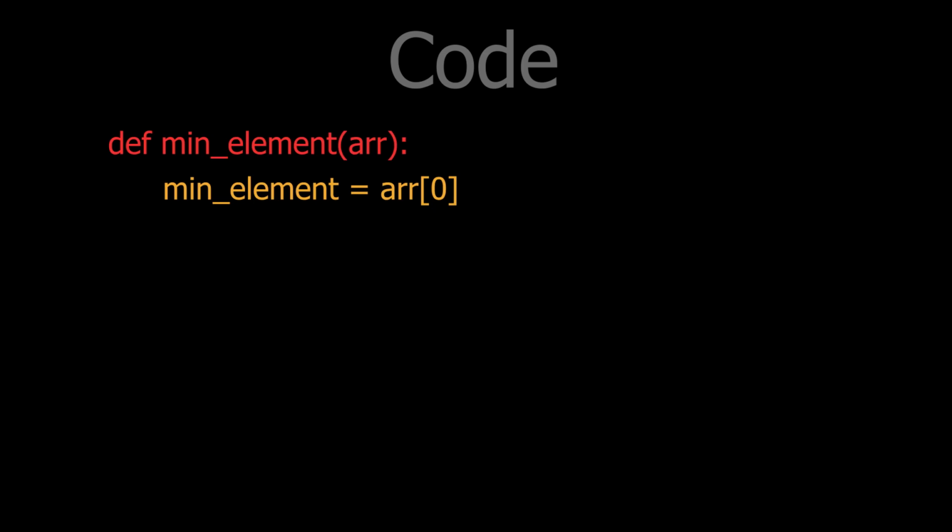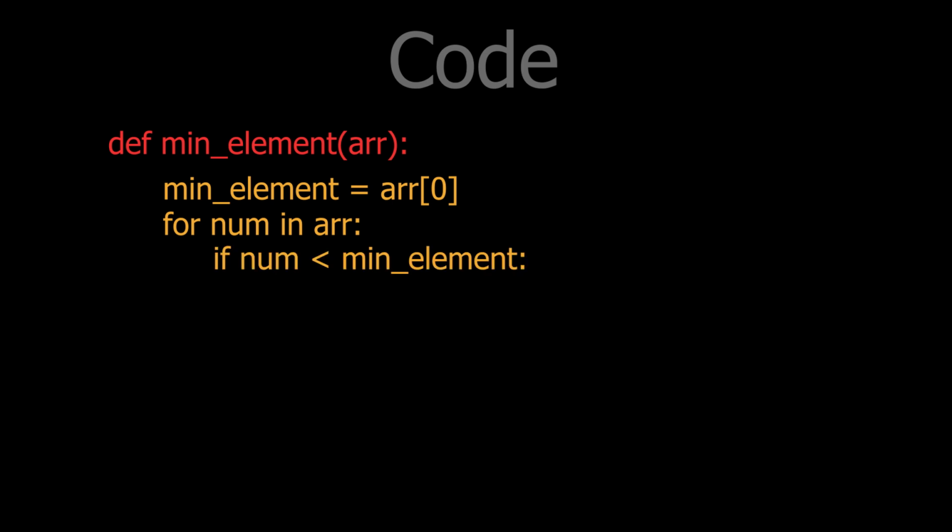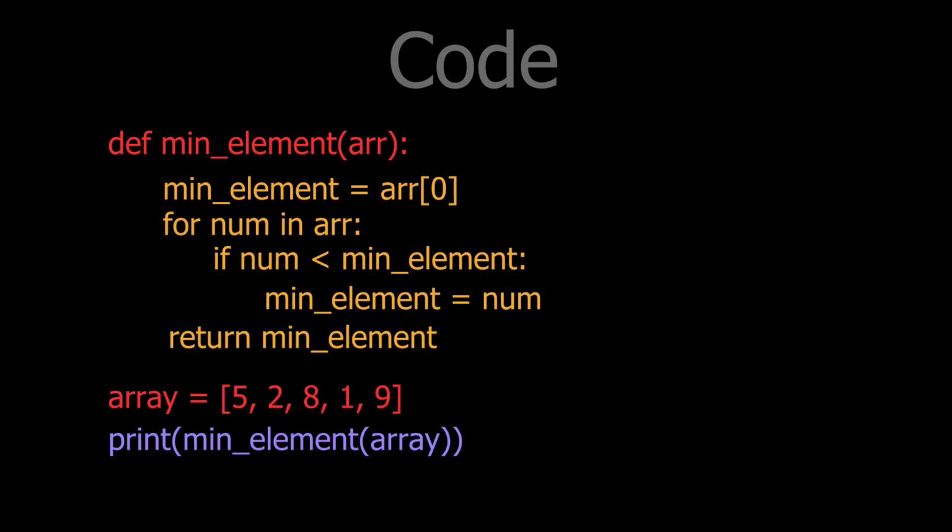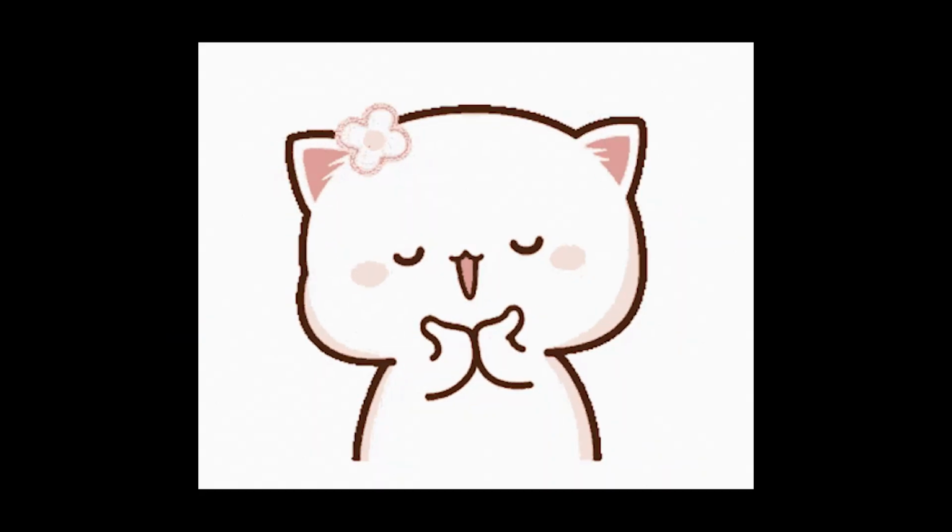Let's write code for it. Store first element in a variable, which is min element. Iterate through the array. And inside the array, write a condition. If num is less than min element, then update the min element. And in the fifth step, just return the min element. And there you go. You write your first code.